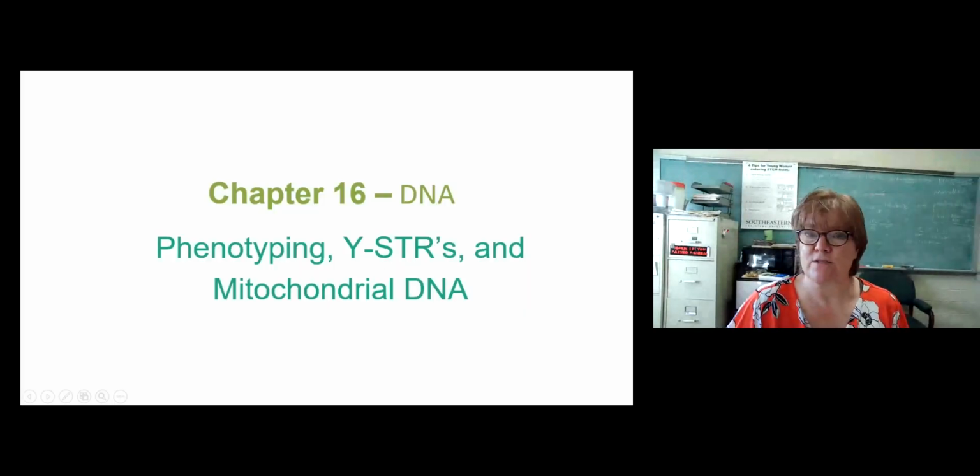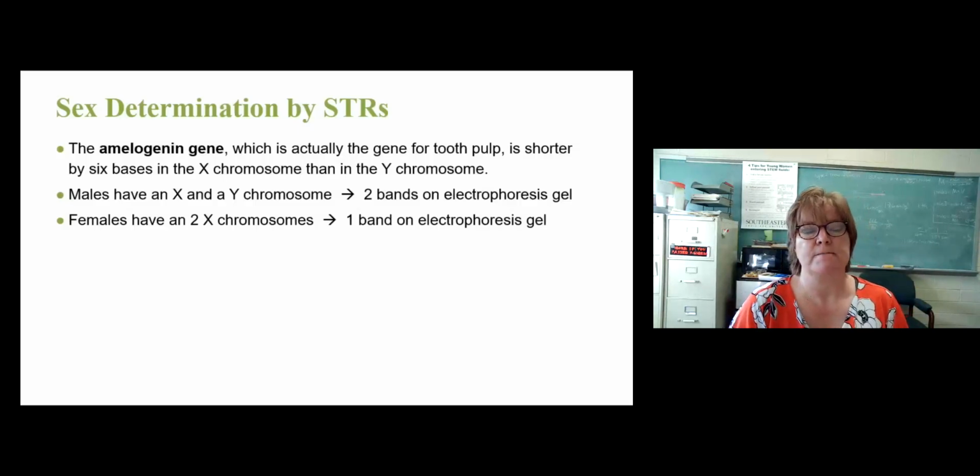So far we've been talking about typical short tandem repeats, the set of 20 that is used, but there's a couple of other types of DNA that can be used. So we'll talk about phenotyping, Y-STRs, and mitochondrial DNA.